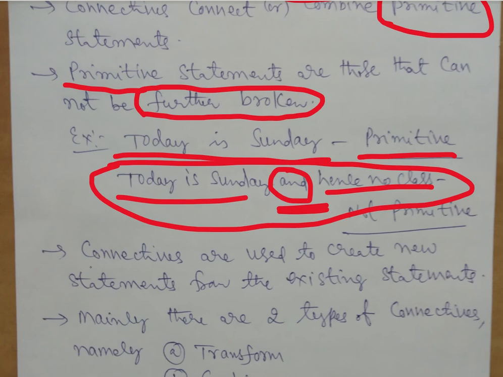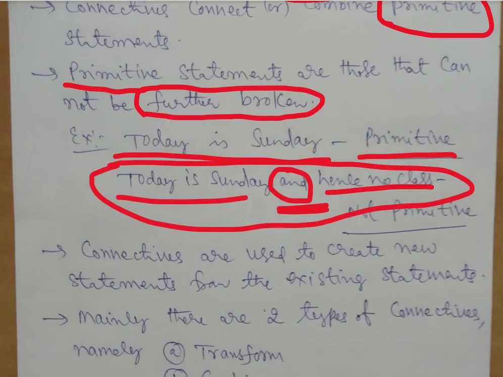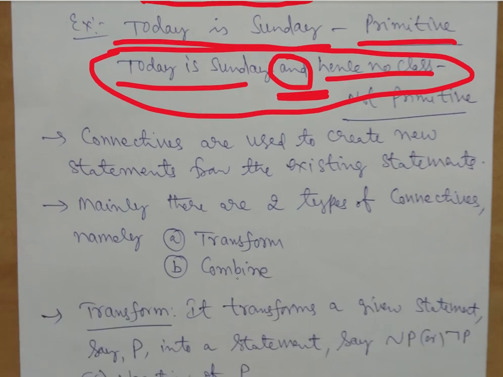Okay. Now connectives are used to create new statements. All primitive statements can be combined the way we want, and when we combine primitive statements using connectives, say AND or XOR, we call them combined statements or compound statements. So there can be two types of connectives. One is a transform statement, the other is a combined statement. In the examination, you should be able to write these two specifically. So what are the connectives that come under transform? What are the connectives that come under combine?